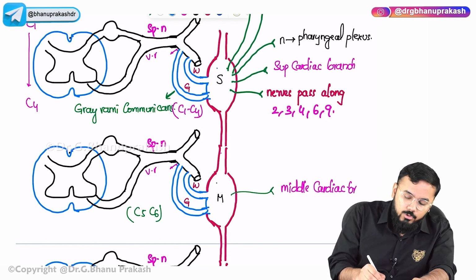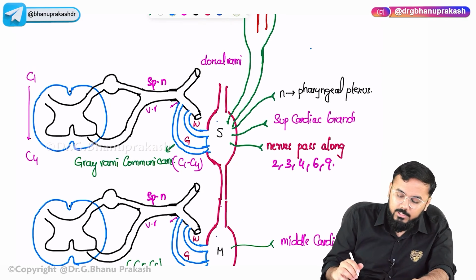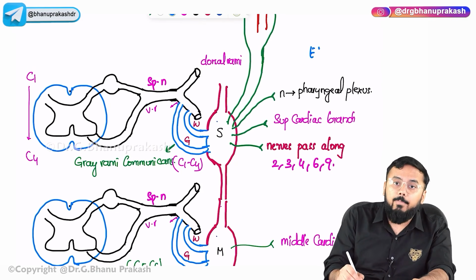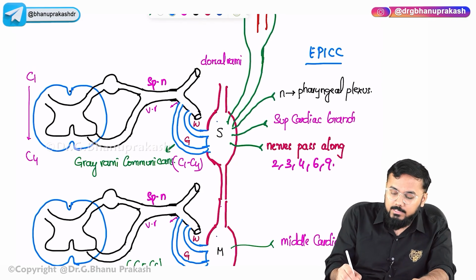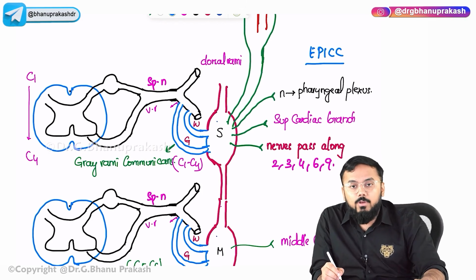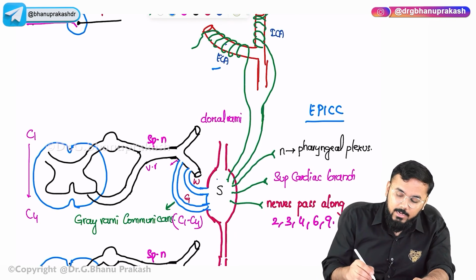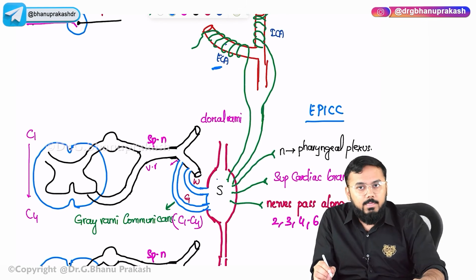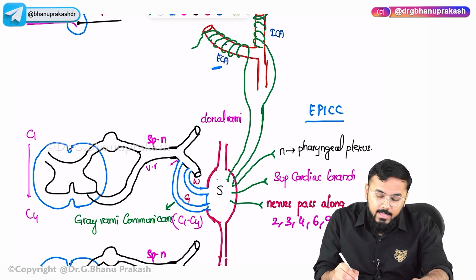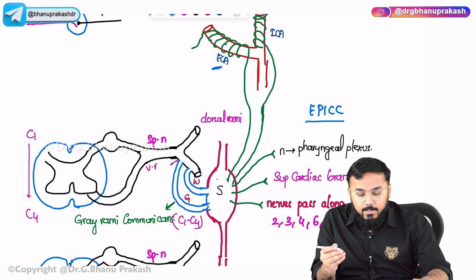Okay. Now how do you remember all these things? Just remember the mnemonic EPICC. What does E over here stand for? E here stands for your external carotid artery. After external, you have got what? Internal carotid.